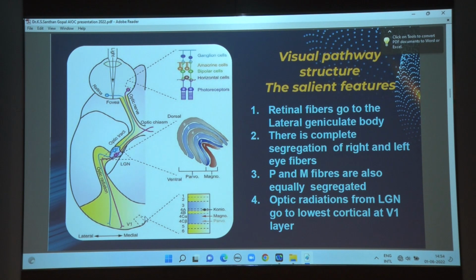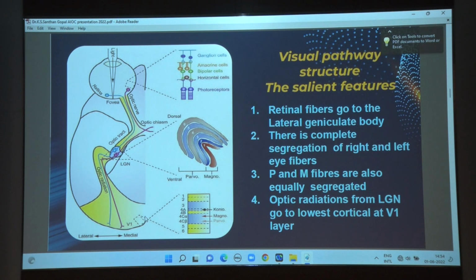You can see here the fibers cross, and the nasal fibers go to the opposite side, temporal fibers go to the ipsilateral side. Most of the macular fibers go to the lateral part of the occipital cortex, and most of the magnocellular fibers go to the medial side of the occipital cortex. So the P cell has a larger representation in the occipital cortex, unlike the M cells in the retina.